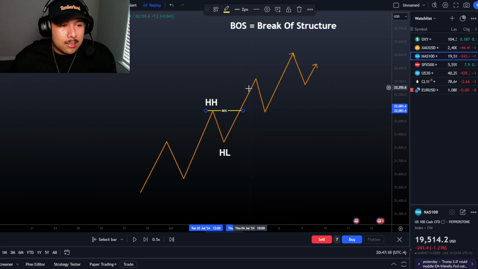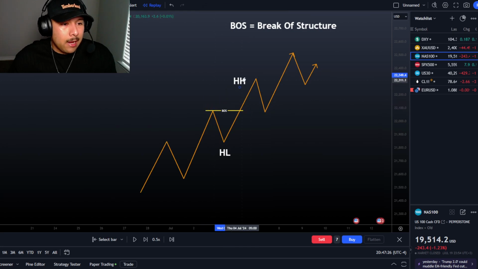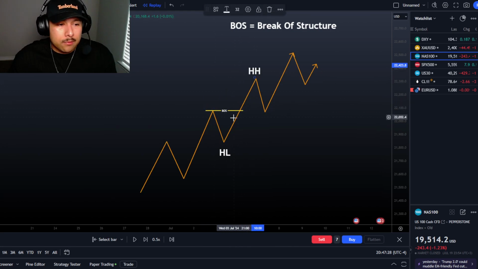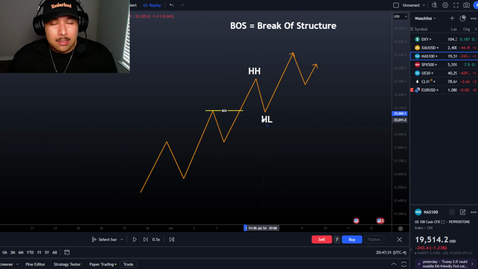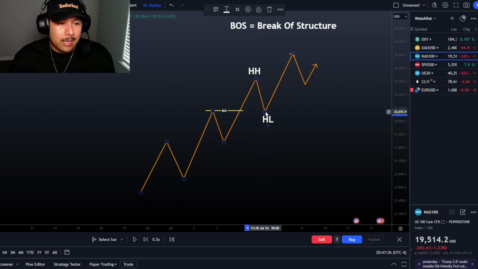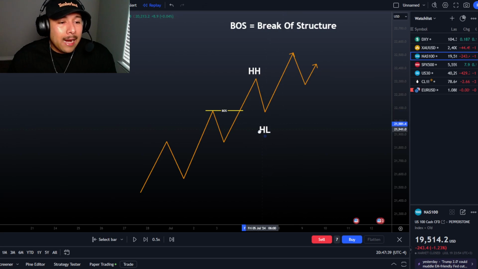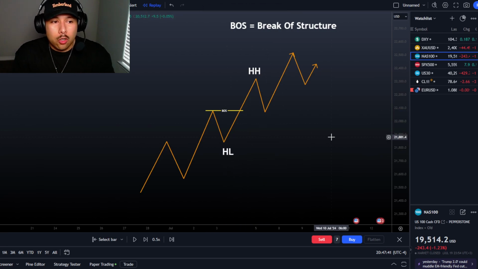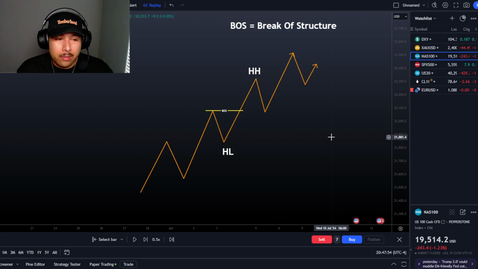Once the structure has been broken to the upside, once a break of structure has been created, as you can see, price drove up here, breaking this previous higher high, creating a new higher high. That is a break of structure. Nobody knows when it'll happen, but eventually we will get the retracement, or the pullback, to create a higher low. The key thing you want to know about a higher low, and this is the most important thing, is that a higher low is not validated until a higher high has been created.